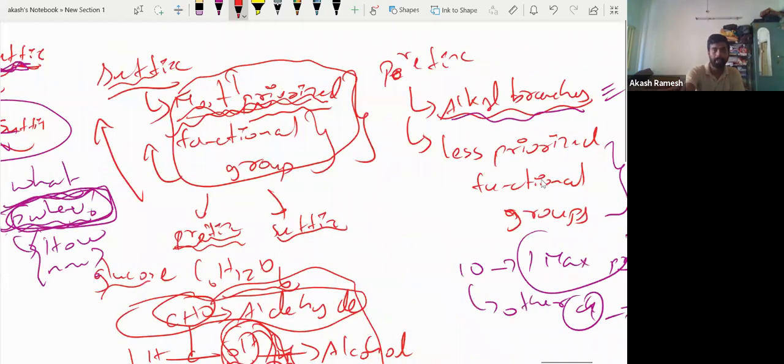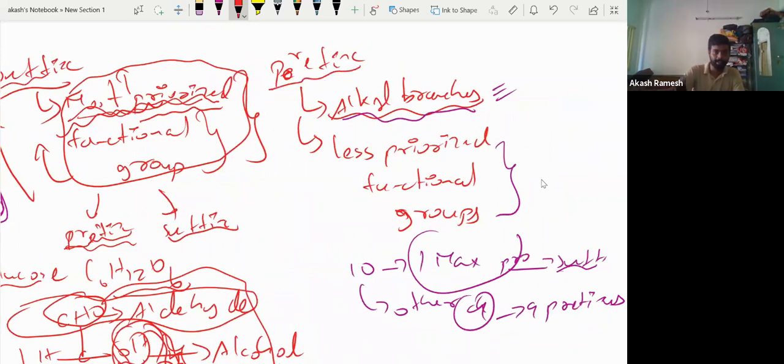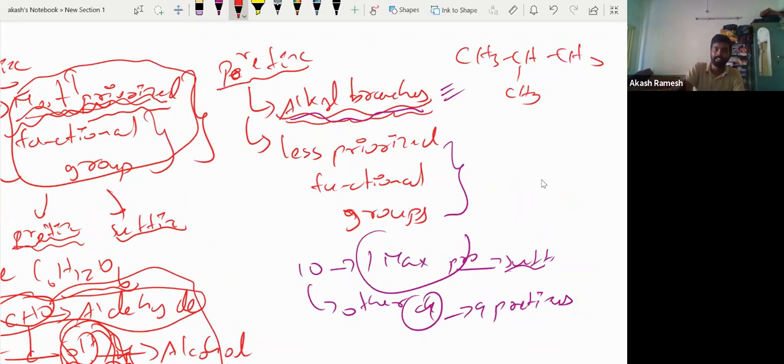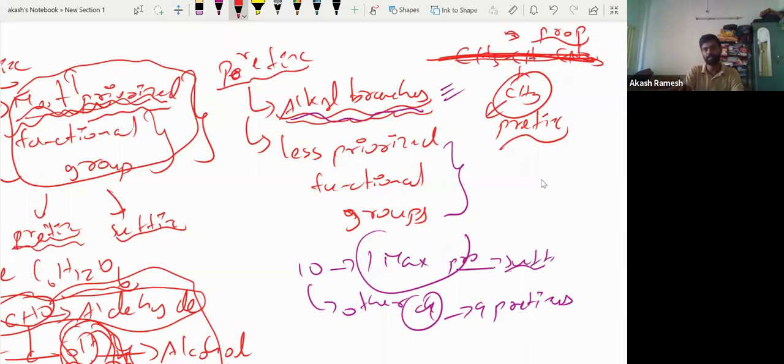Okay. Now, prefix part. When you come to the prefix part, obviously you'll talk about the alkyl branches. I told you, something like this. If you have CH3, CH, CH3, and one more CH3, say this is the main chain, having three carbons, so it is obviously going to be propane. You see this carbon atom is not included in the main chain, so this has to come as a branch, and this has to come as a prefix part. That is one thing you have to understand.